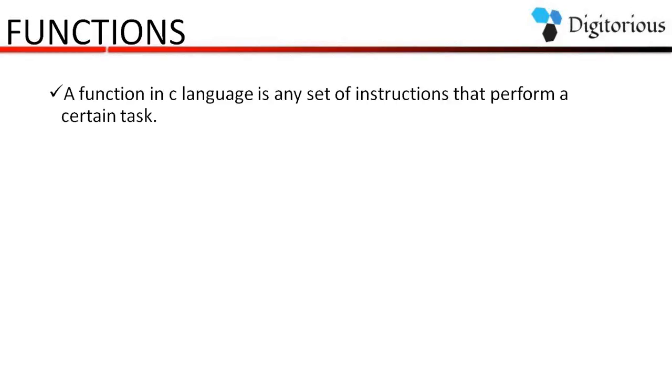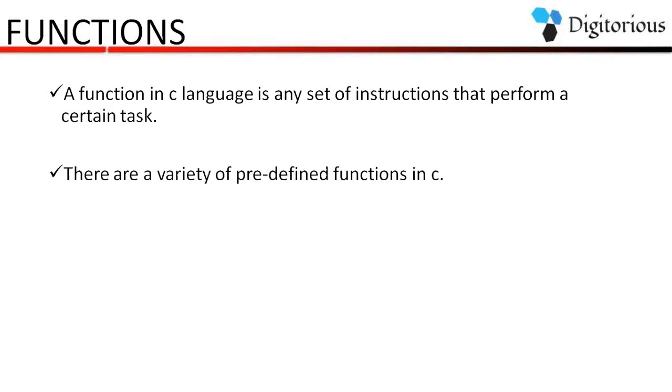A function in a C language is a set of instructions that perform a certain task. That is, you can name a function with a meaningful name and encapsulate a set of instructions inside it, and whenever you need to execute those set of instructions, you can just call that function by its name and those instructions will be executed in place as it is.